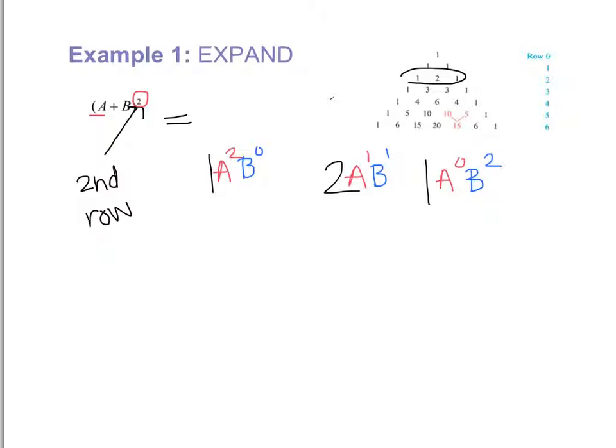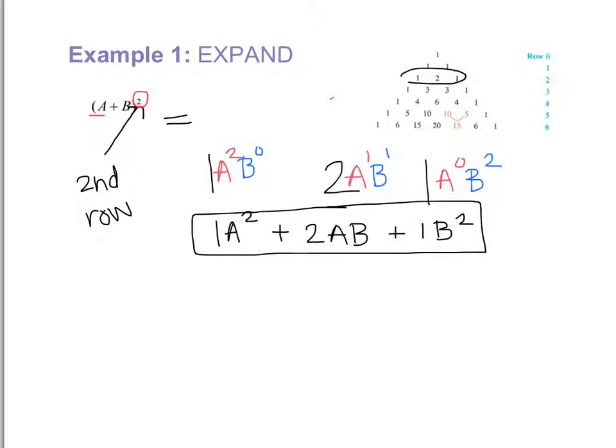And so our final answer is 1a squared, b to the 0 is just 1, plus 2ab plus 1b squared. And if you did the distribution by hand, you would verify that this is what you get. But we want to now just follow the pattern for higher powers so that we don't have to think about all of those different distributions.